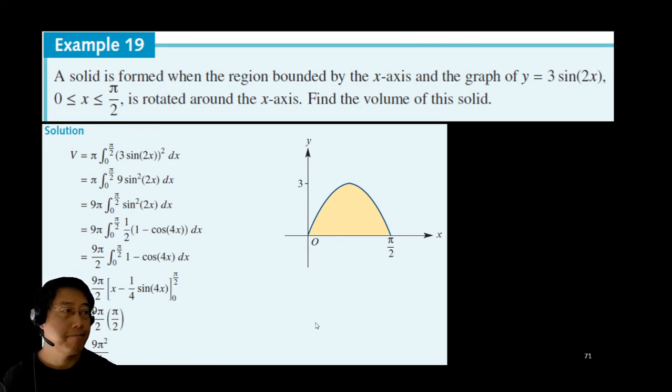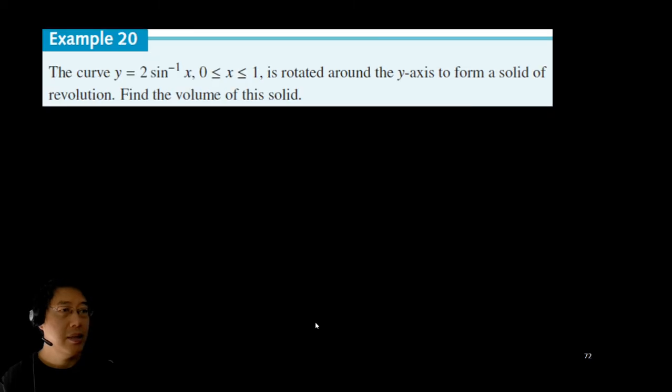Okay. Last example, using again circular function, but this time you will have to rearrange it. Your function is in terms of x, but it's asking you to find a volume of revolution around the y-axis. So you need to anti-differentiate in terms of y. Your boundaries will have to be for y.